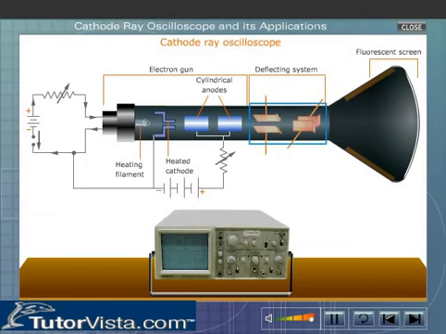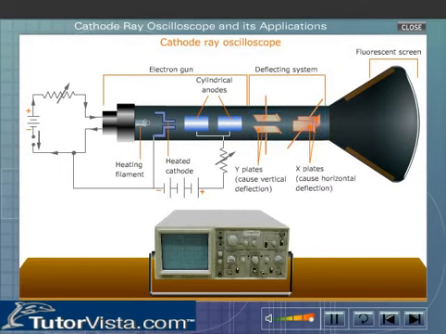Deflecting system. It consists of two pairs of plates, X and Y. The Y plates are placed horizontally to bring about vertical deflection. The X plates are placed vertically to bring about horizontal deflection.